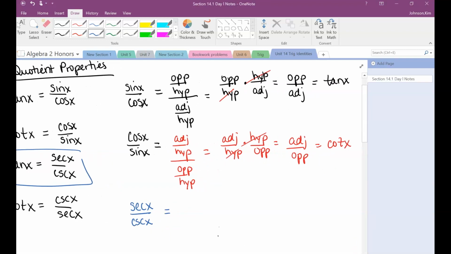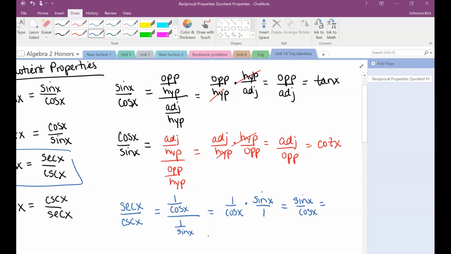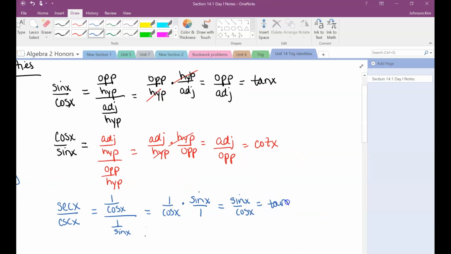I'm just going to think about them as their reciprocals. Let's do 1 over cosine of x divided by 1 over sine of x. Secant of x is 1 over cosine. Cosecant of x is 1 over sine. I'm going to rewrite this as 1 over cosine of x multiplied by the reciprocal of that denominator, so multiplying by sine of x over 1. That's then sine of x over cosine of x, and we know that that is the quotient property for tangent of x.